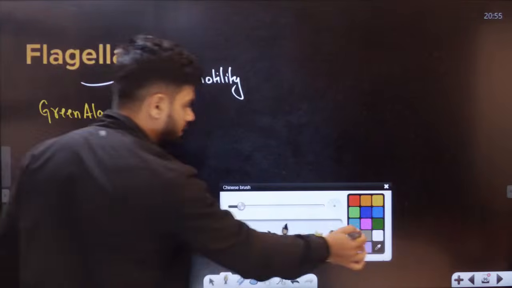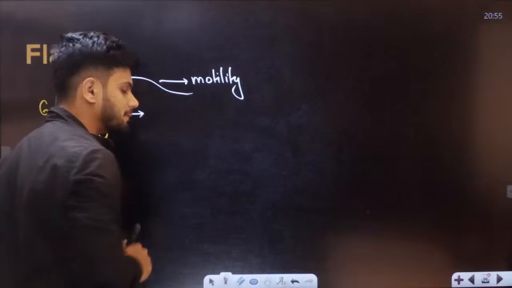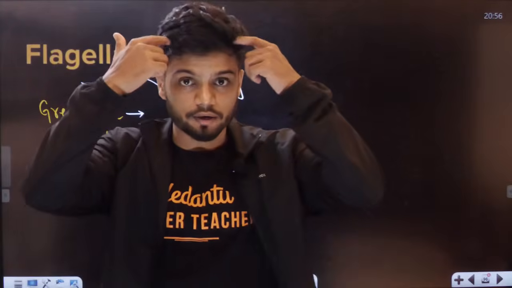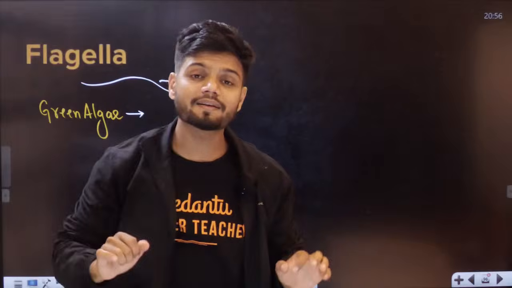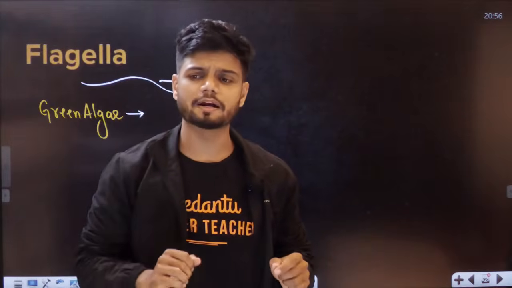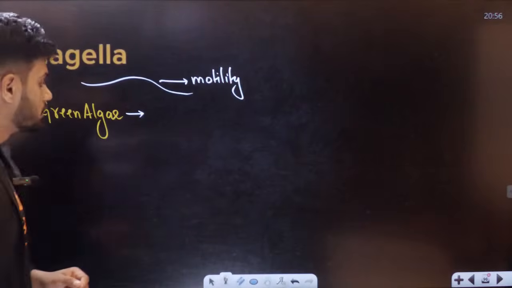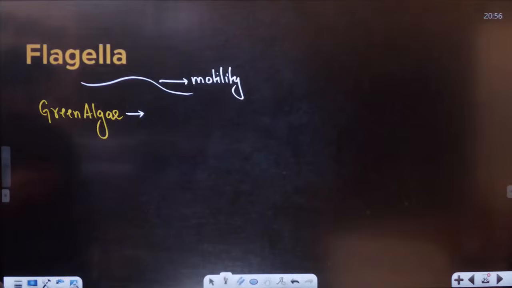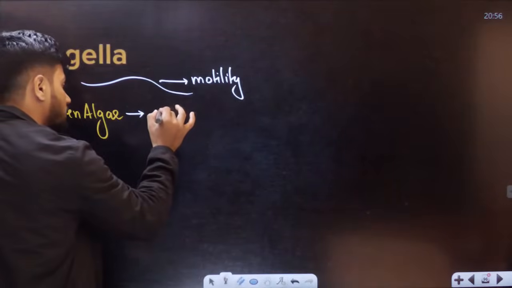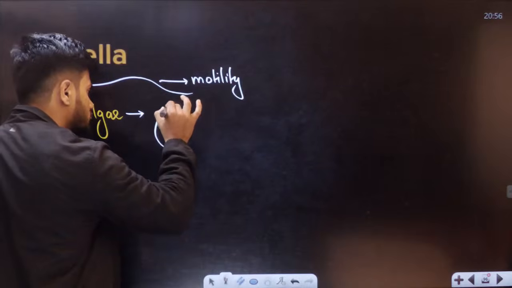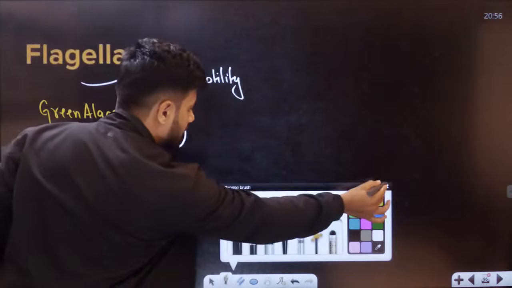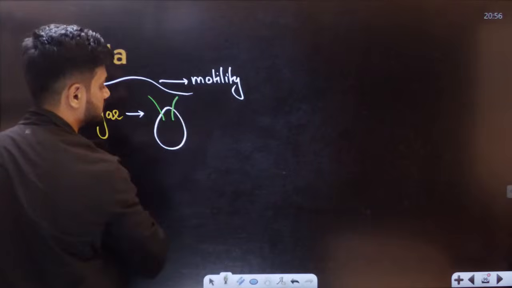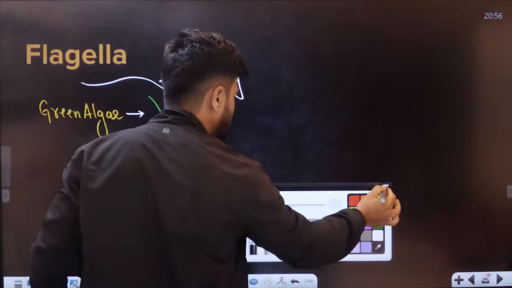Students, in the case of green algae, please understand, this outer part is called what? Apical part. From this apical part, two flagella will come like this. You might have seen this in Chlamydomonas. Green algae has something like this. From this apex, two flagella will come out like this. Can you see?